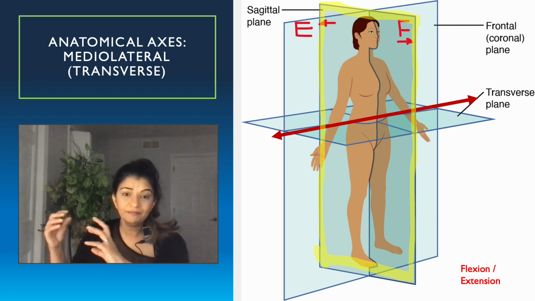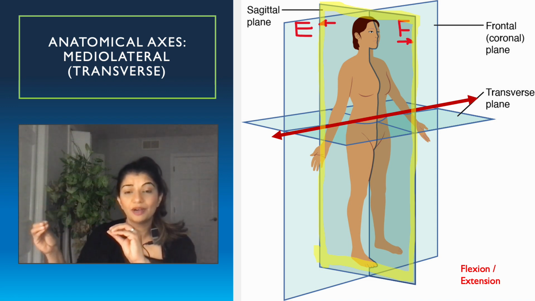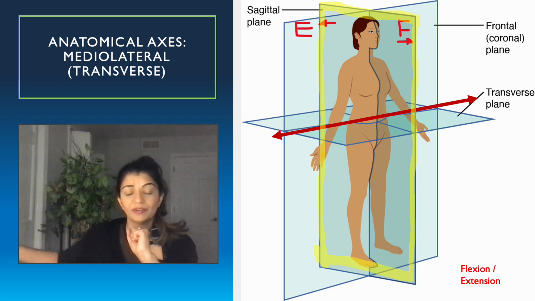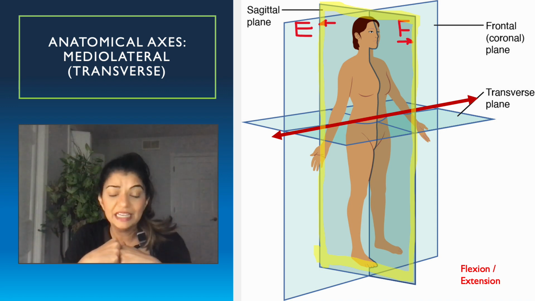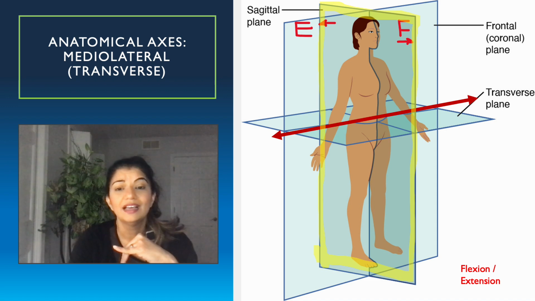Now, in order to figure out the axis, what you'd have to do is figure out what it is moving around for that motion to occur. So if you took a pole from the left side and through the midsection, through the waist and to the right, that would be called the mediolateral or transverse axis. And that's what flexion and extension movement is around, right?